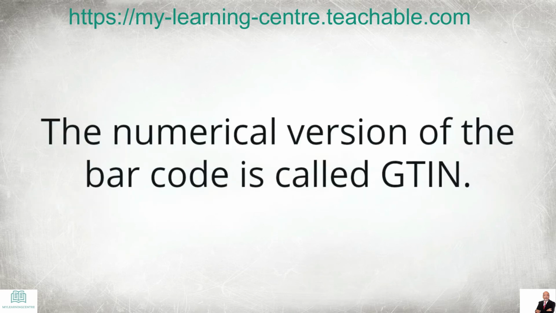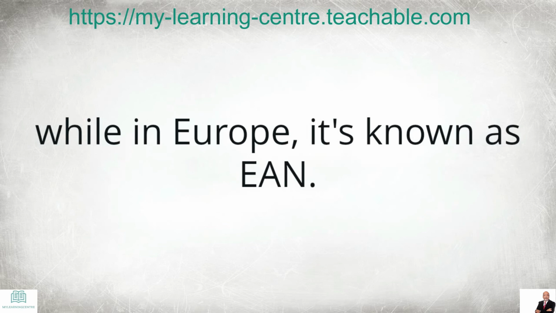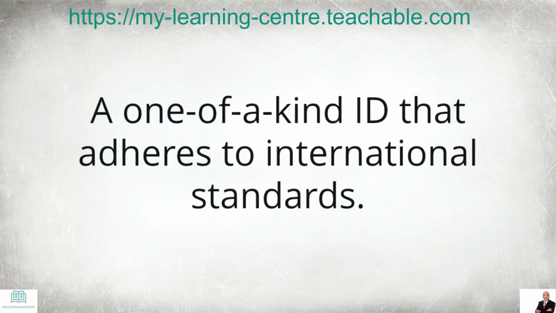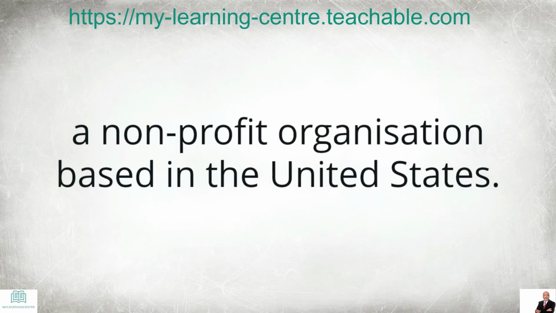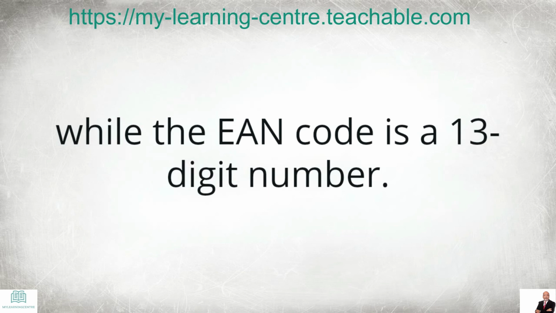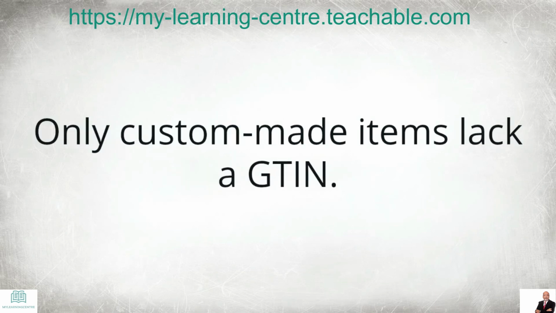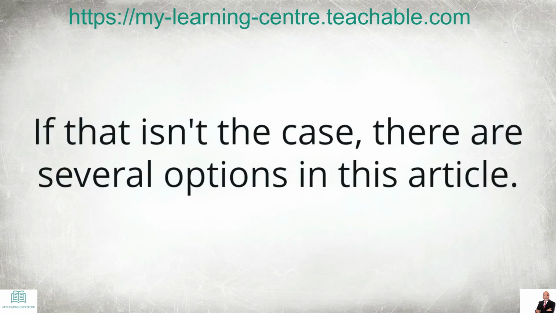The numerical version of the barcode is called GTIN. In the United States, it's known as UPC, while in Europe, it's known as EAN. A one-of-a-kind ID that adheres to international standards. GTIN is a unique identifier developed by GS1, a non-profit organization. The UPC code is a 12-digit number, while the EAN code is a 13-digit number. Only custom-made items lack a GTIN. GTIN should be present in your back-end system. If that isn't the case, there are several options in this article.